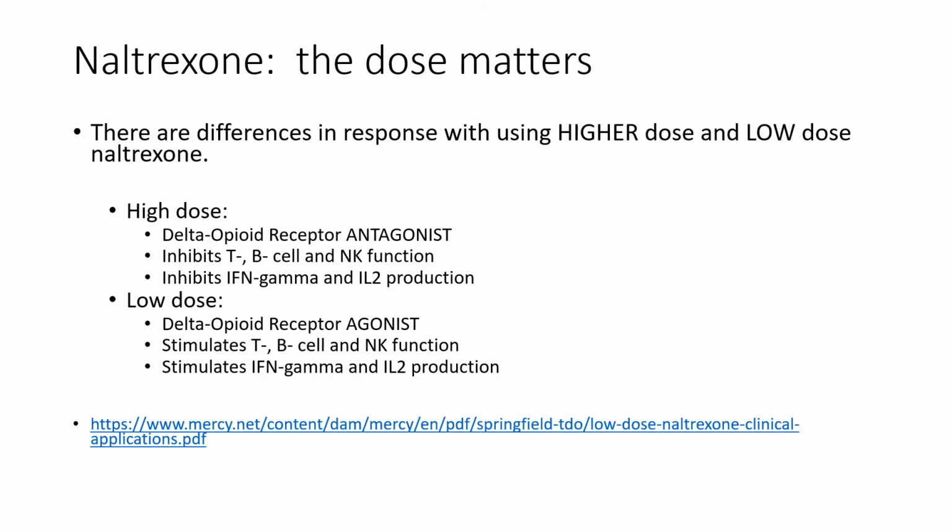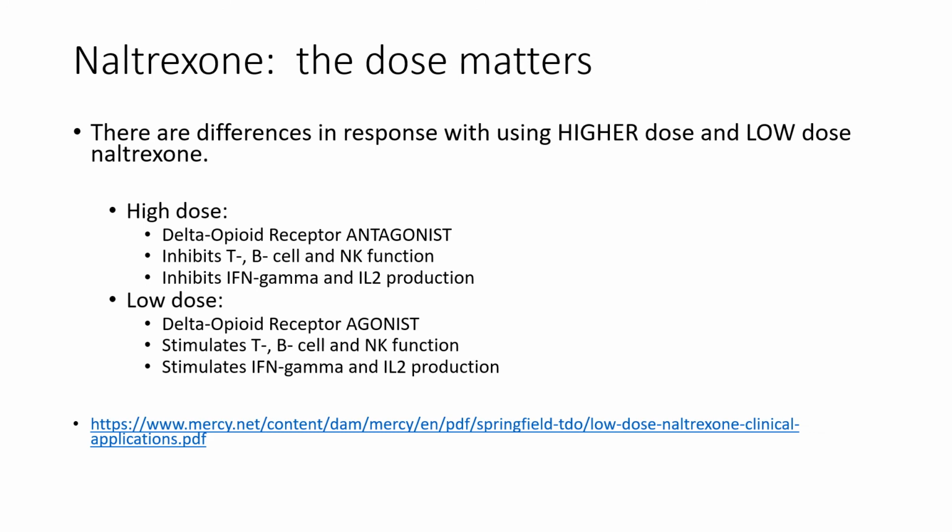So let's talk about dosing. Dosing really matters. There's a big difference between the standard naltrexone dose used in folks with opioid addiction and alcoholism. It is a different mechanism of action. Think of it as almost entirely a different drug in a sense. So with higher doses, you have delta opioid receptor antagonist activity, inhibition of T, B cells, and natural killer function, inhibition of IFN gamma and IL-2 production.